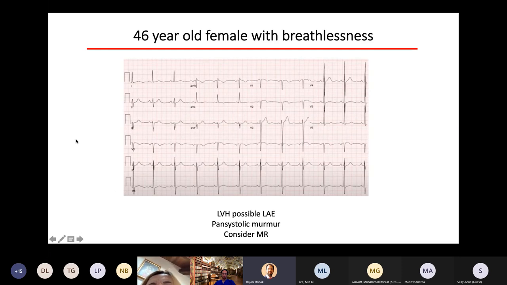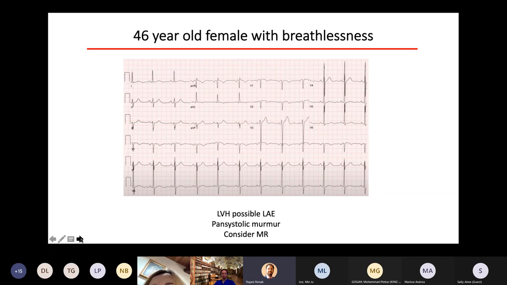We have a 46-year-old female with breathlessness. Now here we see left ventricular hypertrophy, large complexes, but we also see a negative component in V1 to the P wave. Now this would be in keeping with left atrial enlargement, okay, so P mitrale. You hear a pansystolic murmur, and you would consider chronic mitral valve regurgitation.